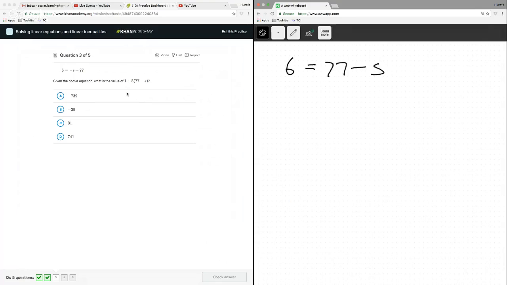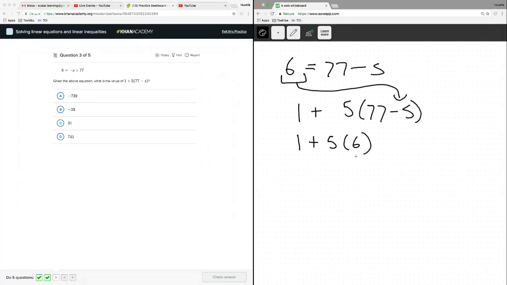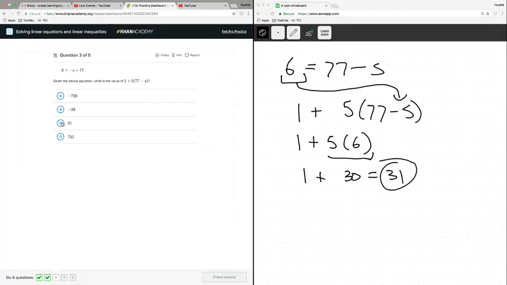Now look at this. Now all they want to know is we want to take this quantity, which is clearly 6, right? 1 plus 5 times 77 minus s. Look at that. You just plug this in for this quantity. See how nice that is? Because that is literally 6. We already know that. So now it's just 1 plus 5 times 6. This is 30. 1 plus 30 equals 31. And that is C.